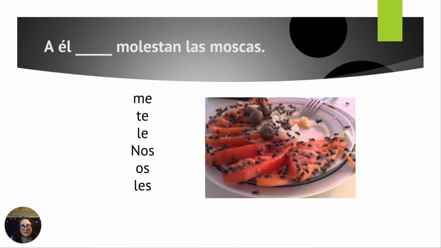Okay, this is a little gross. Okay, molestan. So I'm showing you, this is how we're going to use the word molestan, like it bothers, right? So moscas are flies. So the flies are bothering him. And I have this lovely, I guess, what is that, salmon? Some kind of seafood with all the moscas. Ooh, okay. So a él, indirect object pronoun, to match with that's going to be le. A él le molestan las moscas. The flies are bothersome to him.